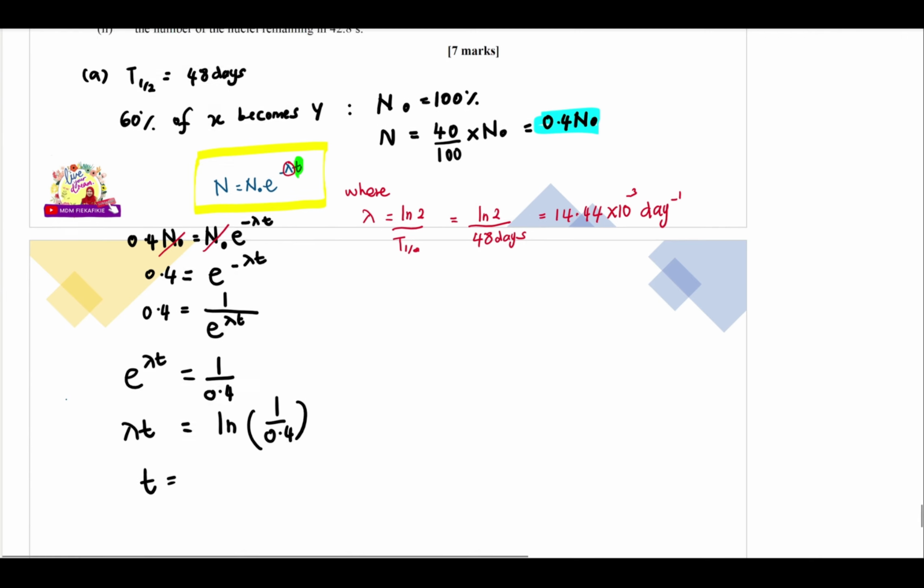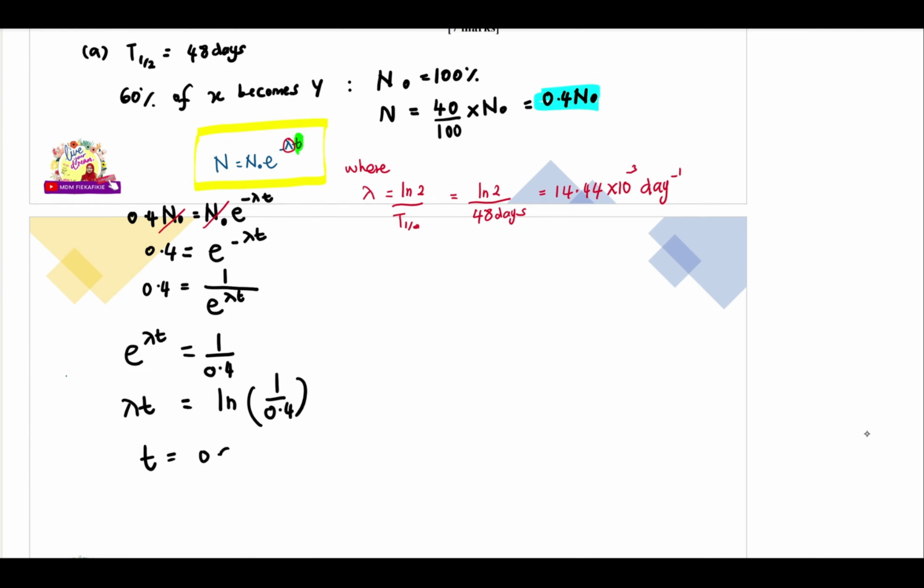Where T, ln 1 over 0.4 is 0.91629. And lambda tadi kita dah kira, decay constant 14.44 exponent negative 3. Okay, final answer T is equal to 63.45. Unit kita tadi day kan?